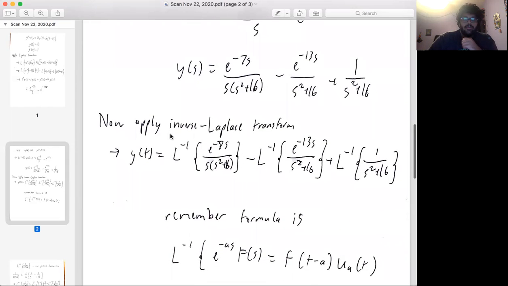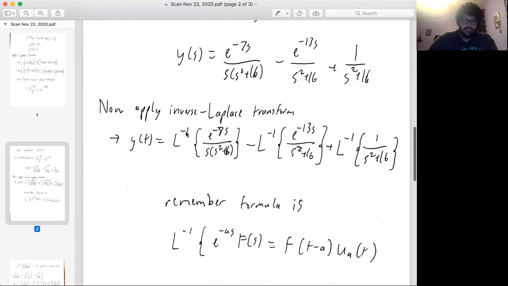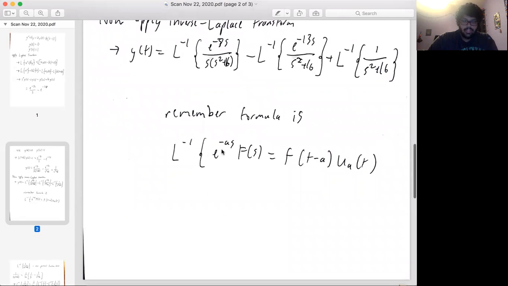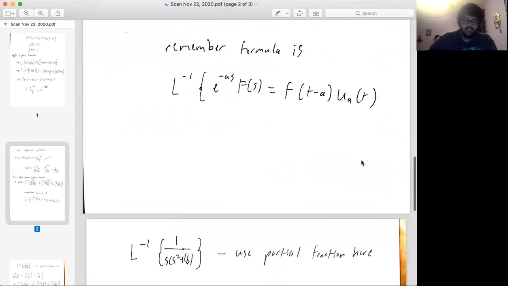So now you're going to apply the inverse Laplace transform, where it's the same thing. You're going to take the inverse Laplace of each one. And remember, the formula is going to be: the inverse Laplace of e^(-as)F(s) equals f(t - a)u_a(t).